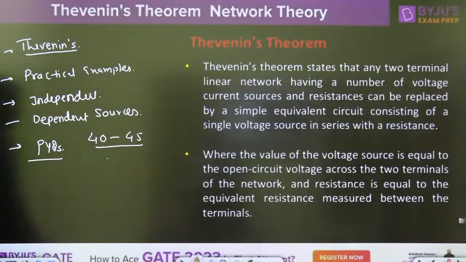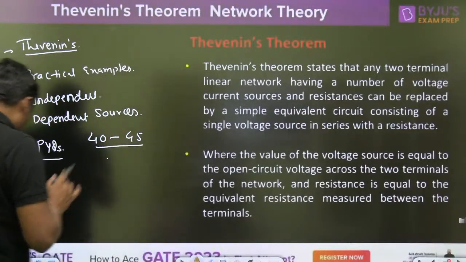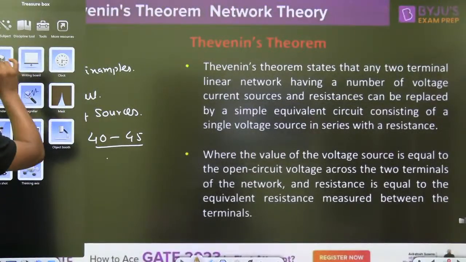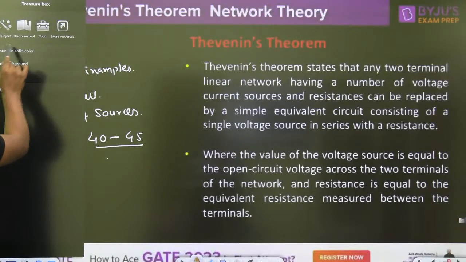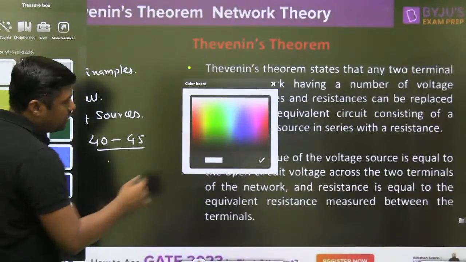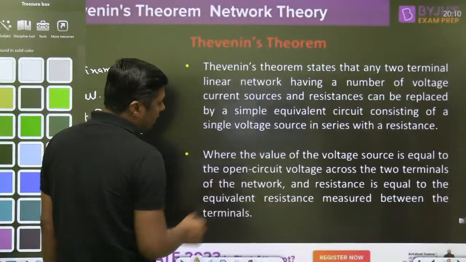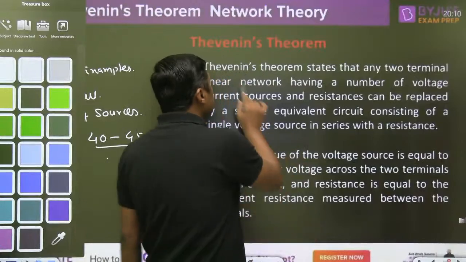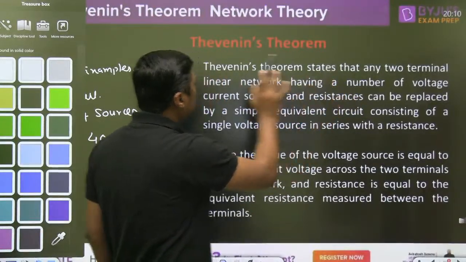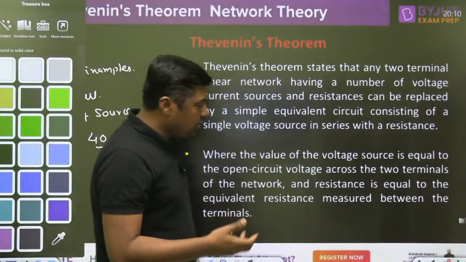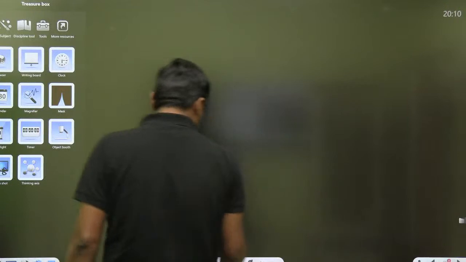Now, what is Thevenin's theorem? My dear students, any network, whether it is a BJT, common emitter, common collector, common base, or any type of network, we can get a Thevenin's equivalent of that. What is the Thevenin's equivalent and how to solve the numericals? The Thevenin's theorem states that any two-terminal linear network, means normally we are dealing with what? This type of network.